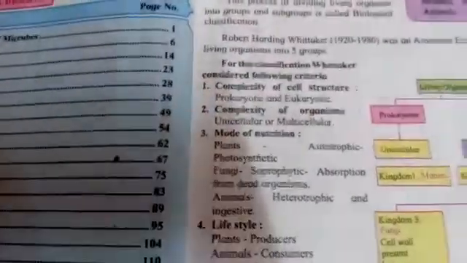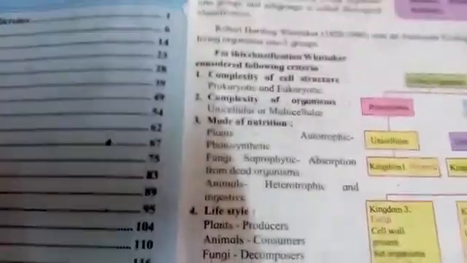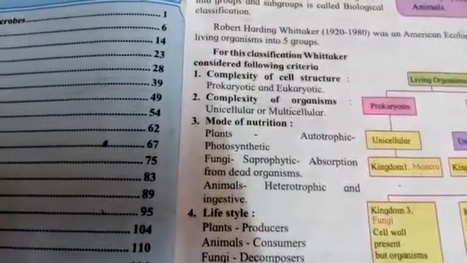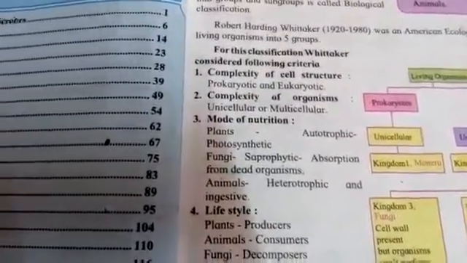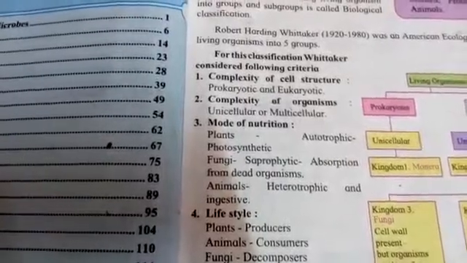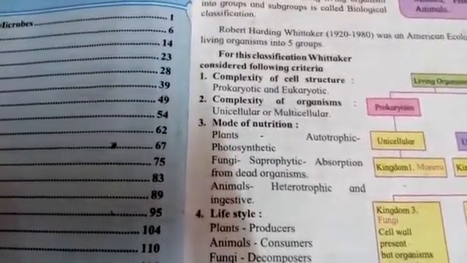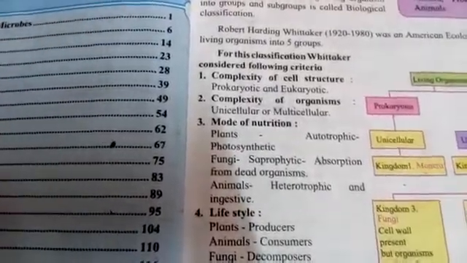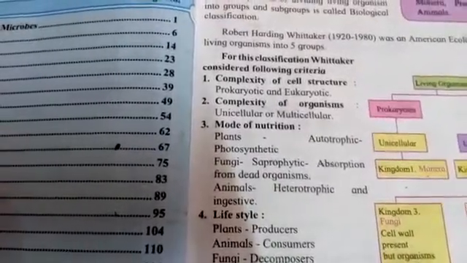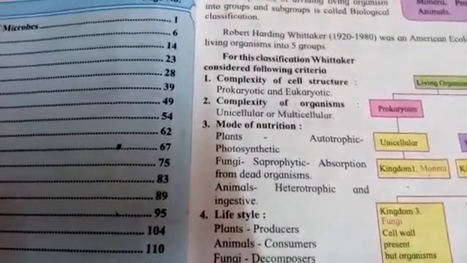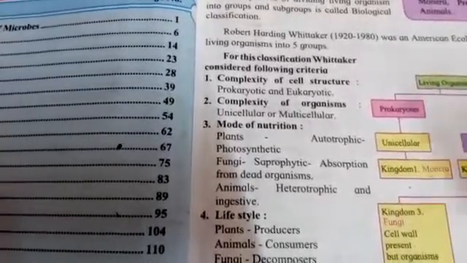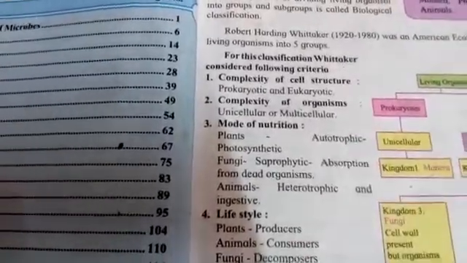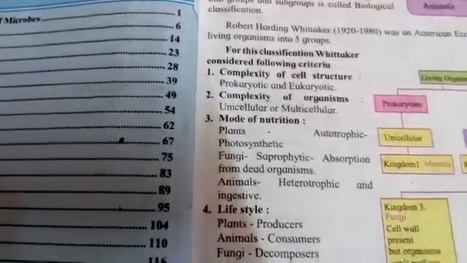Now let's see another criteria: complexity of organisms. Unicellular means single cell. Multicellular is made up of many cells, like we human beings or any other plant or tree. So unicellular organisms are bacteria, and the rest of the living organisms like insects, plants, or we animals and birds, who are made up of many cells, are known as multicellular. So this was the second criteria.